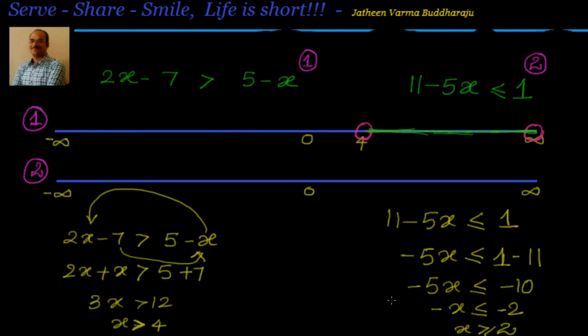So if x is equal to 2, 11 minus 10 is 1, 1 is equal to 1. If x equal to 3, then it becomes minus 4, which is less than or equal to 1. If x equal to 1, then it will be greater than 1. So the value should be x greater than or equal to 2. So the solution for the second one is x greater than or equal to 2.